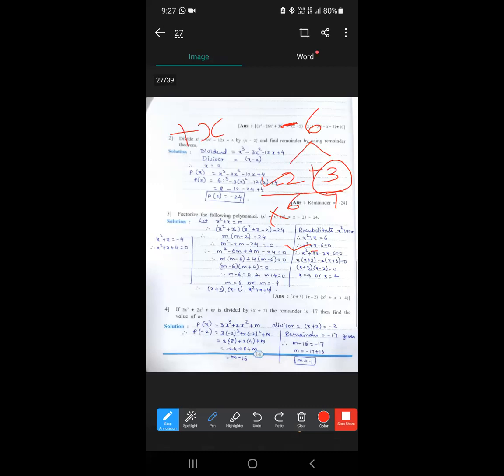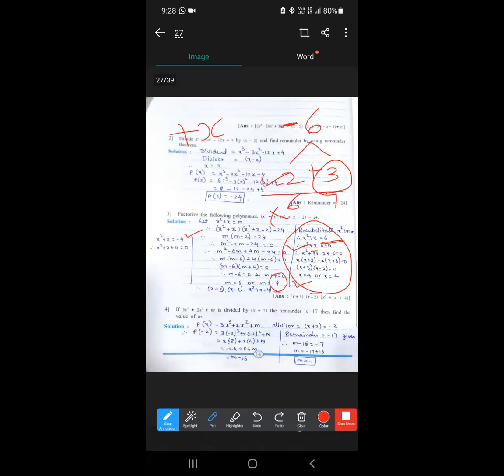So here, what answer did you get? x plus 3 and x minus 2 is equal to 0. That is x is equal to -3 or x is equal to 2. Now this is for the value 6. Another value for m is -4. So again you need to substitute, that is x square plus x is equal to -4.